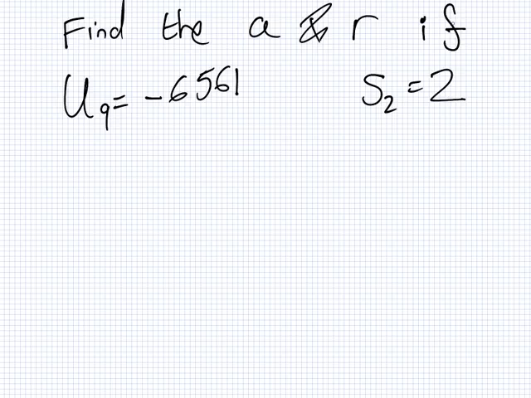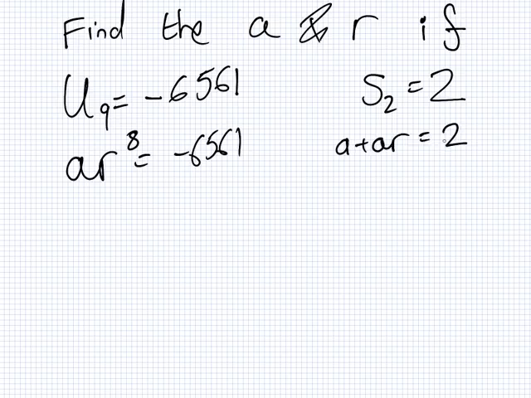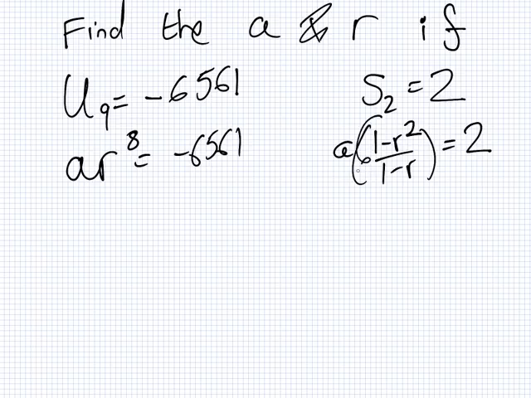So, the first thing you can see is here, this is ar^8 must equal minus 6561. And here, you could say it like a plus ar must equal 2. Or, if you wanted to use the formula, it's the same thing: a(1 - r^2)/(1 - r) equals 2. If you did do it this way, you could simplify this by using long division. But after you simplify it, you'll end up with this result, so you might as well start with that at the beginning.